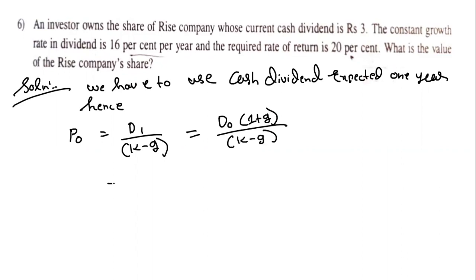So if we put in this formula, here the 3 is the dividend given, and 1 plus the growth that should be added, that is the growth is 16% per year. So it will be 1 plus 0.16, divided by K minus G. So the K here is 20%, the required rate of return, that is 0.20 minus 0.16, which is the growth required.